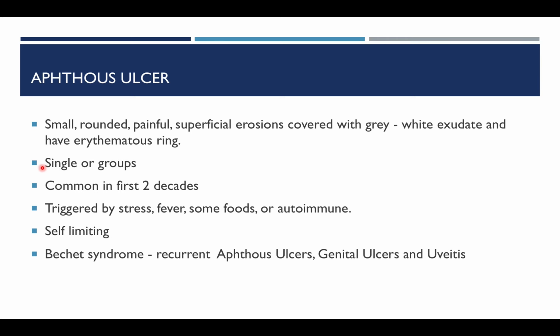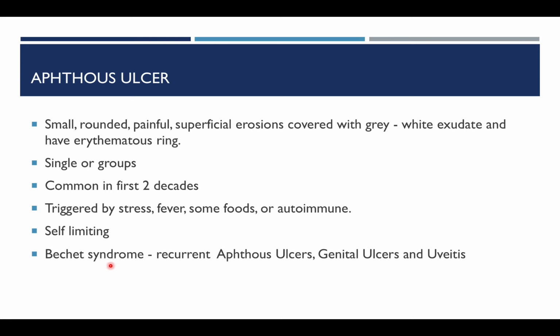These aphthous ulcers can either occur singularly or as a group, and are commonly found within the first 2 decades of life. The etiology of aphthous ulcers is unknown. However, it is triggered by certain situations like stress, fever, some foods, specifically spicy or sour foods, or some type of autoimmune disorder. Aphthous ulcers tend to be self-limiting, usually taking around 2 to 3 weeks to heal on their own. Recurrent aphthous ulcers can be seen in Behçet syndrome.